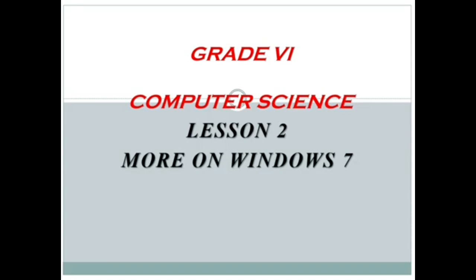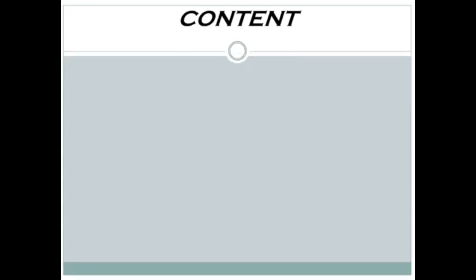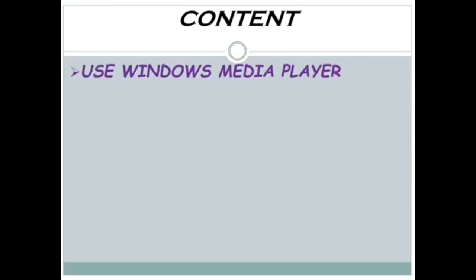So what are the things we have to see in this lesson? Let us see the content. First one, use Windows Media Player. How we have to use the media player, we will see here. The next one, burn CDs. Here burn CDs means to write the data, or to store the songs or movies or images in the file. So burning CDs means writing the data.